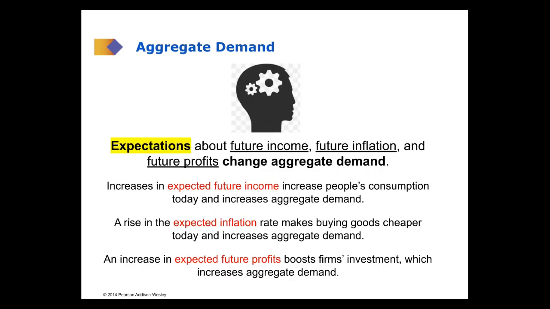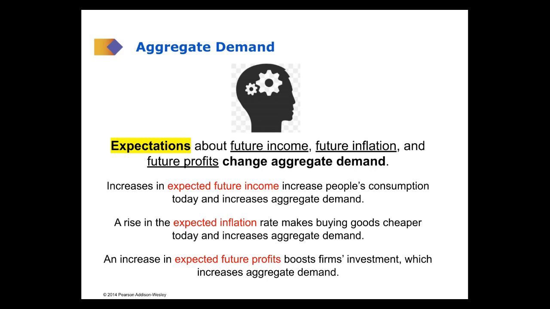People's expectations about their future income, about future inflation, and about future profits can change aggregate demand. If we're expecting our incomes overall to be higher in the future, meaning everybody's incomes on average, then aggregate demand will increase today. In a similar way, if we're expecting inflation in the future, we're expecting higher prices, so we're going to demand more today.